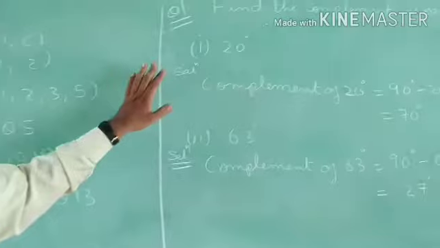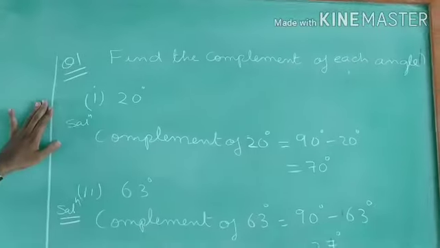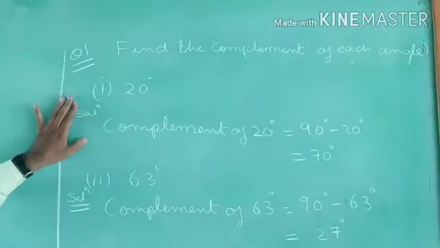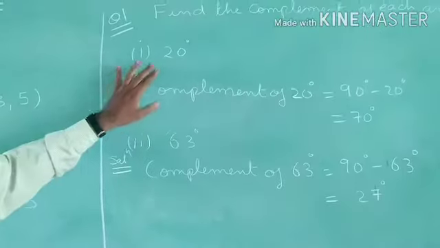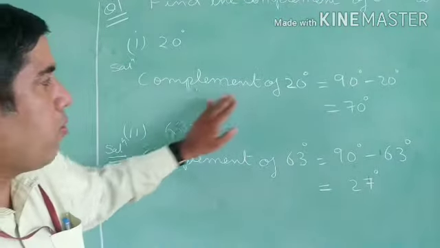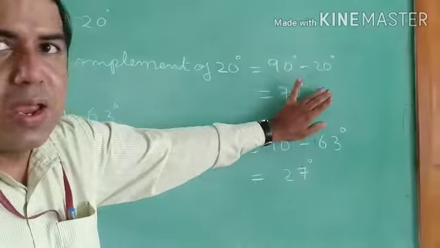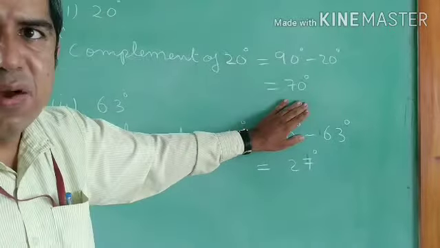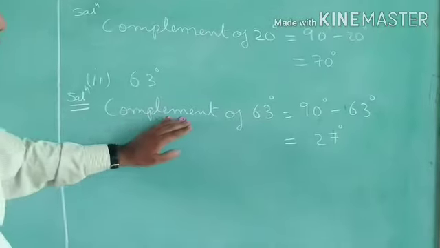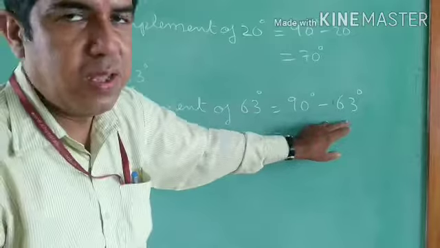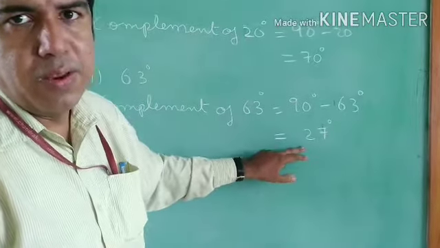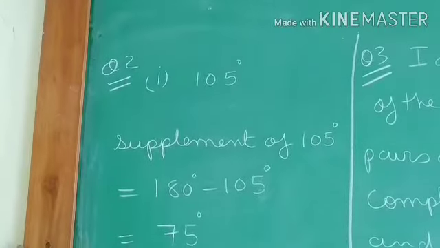Question number 1. Now find the complement. I just now discussed with you, but I am explaining once again. 20 degree. So complement of 20 degree is equal to 90 minus 20, and so the answer is 70 degree. Complement of 63 degree is equal to 90 minus 63, the answer is 27 degree. Okay. Question number 2 now.